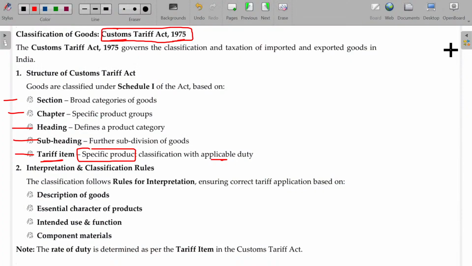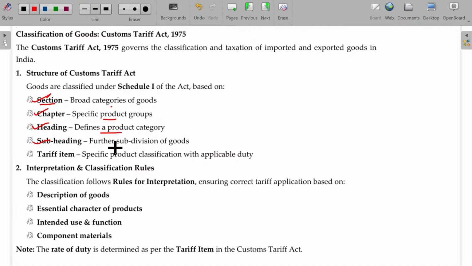Whenever you are approached to give guidance, you can go and see what the product is and where it will fall under. Then you can find out the proper HSN code. So what happens here? Section is the broad category of goods. Chapter is the specific product group. Heading defines a product category, subheading is a further subdivision of the goods, and finally the tariff item. Tariff item will be the specific product classification with the applicable duty. Only when you have the 8-digit number identified will you get the rates, not with the 4-digit number. If you go to the top 4-digit, meaning section and chapter only, you don't get the rates there. And interpretation and classification rules.